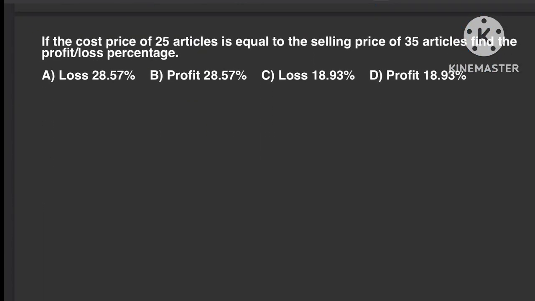Next question is given, if the cost price of 25 articles is equal to the selling price of 35 articles, find the profit or loss percentage. So the cost price of 25 articles is equal to the selling price of 35 articles. Here we will get the ratio of cost price to selling price. It will be 7 upon 5. As you can see directly here, the ratio is 7:5.